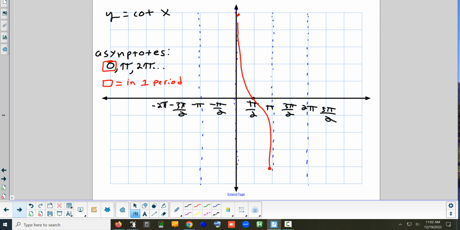And pi over 2 was an asymptote before. Now it's a 0. And if you check a point on each side of the asymptote, the curve switches. So for cotangent, you could think of cotangent as always having a negative slope. Cotangent curves down and to the right. Tangent is a positive slope. It goes up and to the right. And that's your graph of cotangent. It also has the same cycle as tangent. It naturally cycles every pi units.